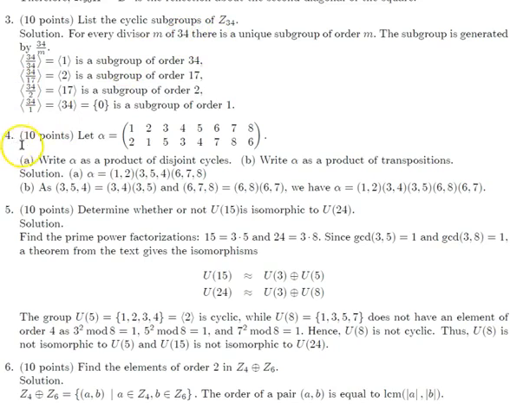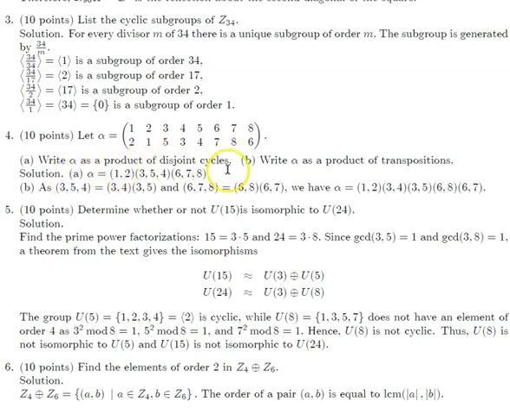Problem 4. Let alpha be this permutation. It sends 1 to 2, 2 to 1, 3 to 5, and so on. Any number from the first row is sent to the number beneath it written in the second row. So alpha is a permutation from the symmetric group S8.